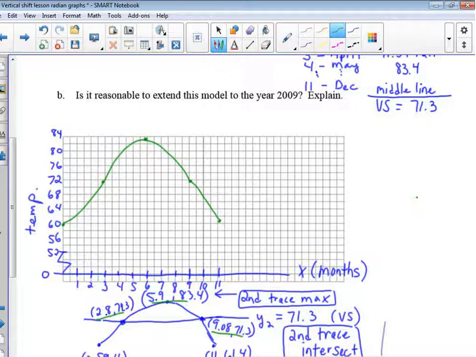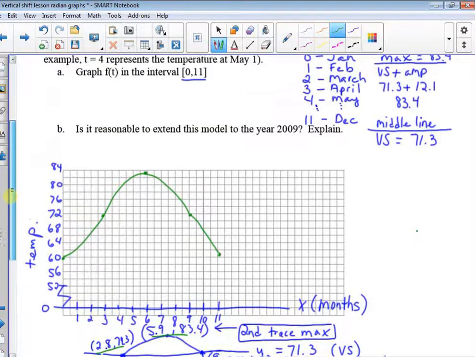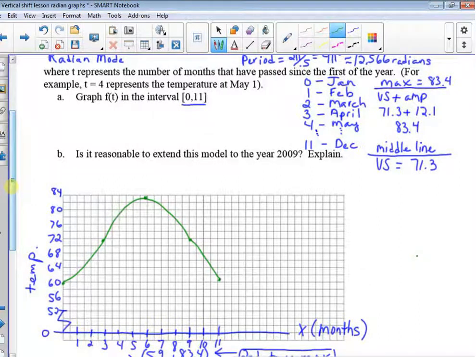All right, so now this is not exactly reaching here to be symmetrical at 11. It's a little bit higher, so you should notice 11 was at 61.4 and 0 was at 59.4. I think for it to actually finish its complete cycle, it would have to go to 12, which would actually mean the 13th month. So is it reasonable to extend this model to the year 2009? I would say no, because we do not finish one cycle in 12 months.